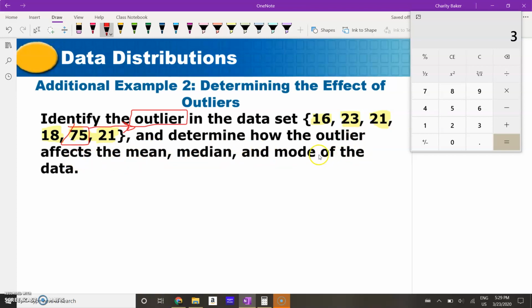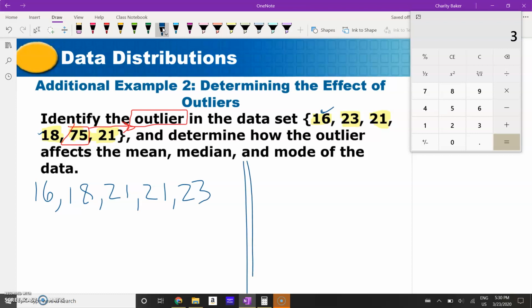of the data. Okay, so we're going to have 2 sets of numbers here, basically. We're going to have one set without the outlier. So we'll have 16 there and 18. I'm going to go ahead and put them in order, save time. 21, 21, and 23. Okay, so that's one set of numbers without the outlier. See, I just left out the 75, right?